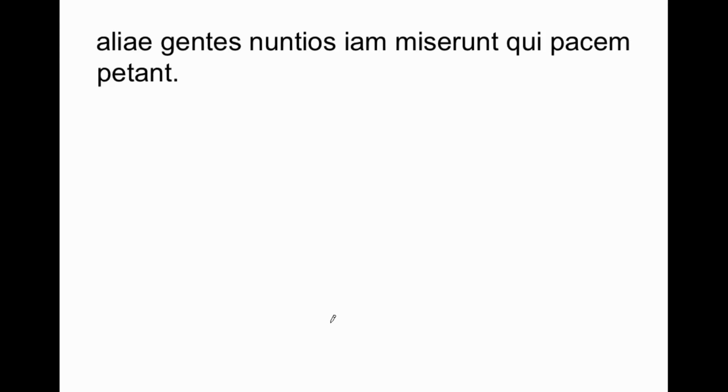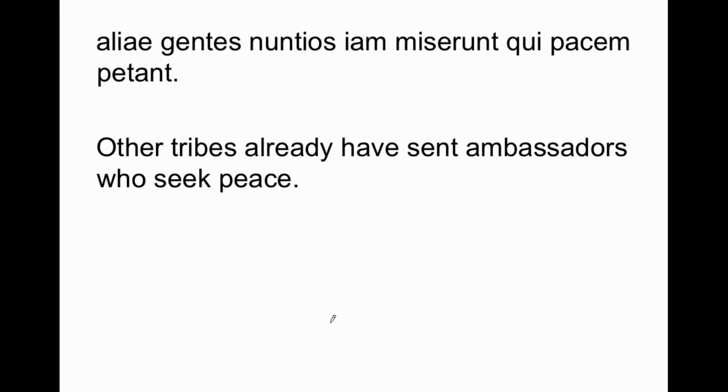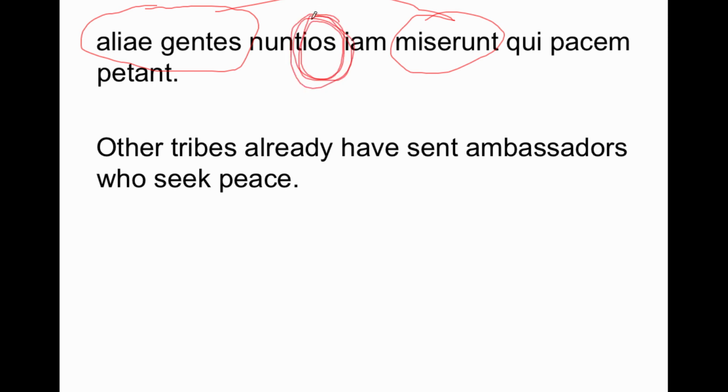Aliae gentes nuntios iam miserunt, qui pacem petant. Other tribes already have sent ambassadors who seek peace. Okay, so the aliae gentes is the nominative plural subject of our main verb here, miserunt, they sent. Nuntios is your direct object, so other tribes already have sent ambassadors. That word can also mean messengers who seek peace.